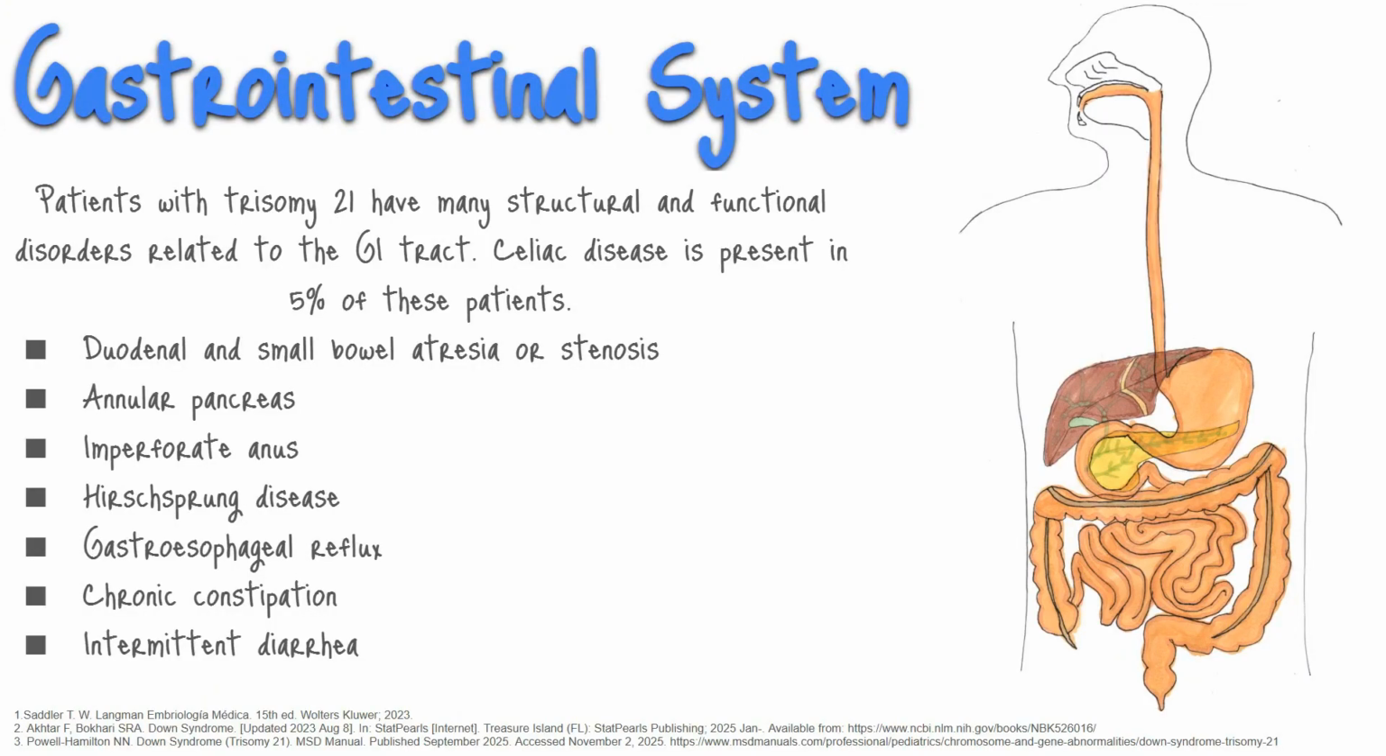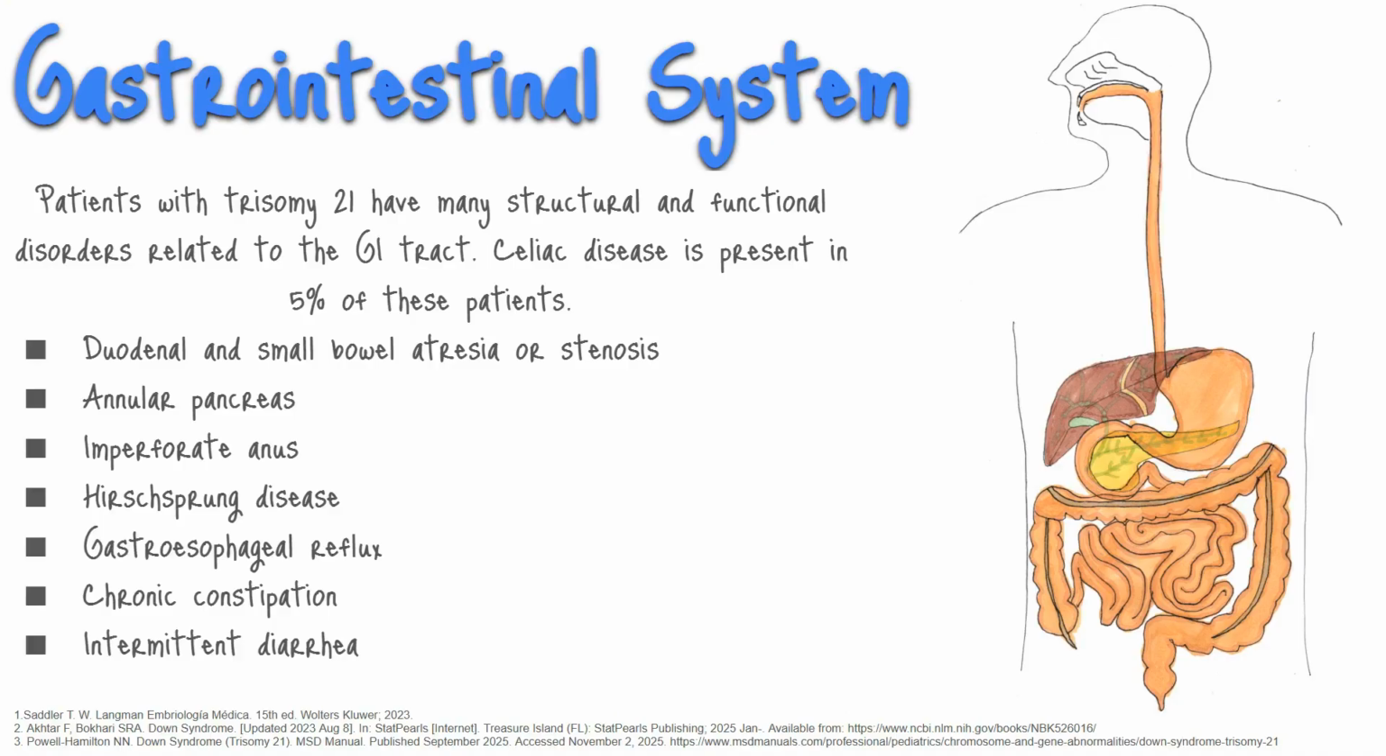Watch my cursor again. This part of the intestine is the duodenum, and this is the small intestine. It could be completely blocked or very tight. This can also happen aside from the duodenum, it can also happen in the small bowels. Annular pancreas. The pancreas is the structure behind the stomach, and part of it pulls around the duodenum in a ring form. Imperforate anus. When the anus doesn't have the external orifice.